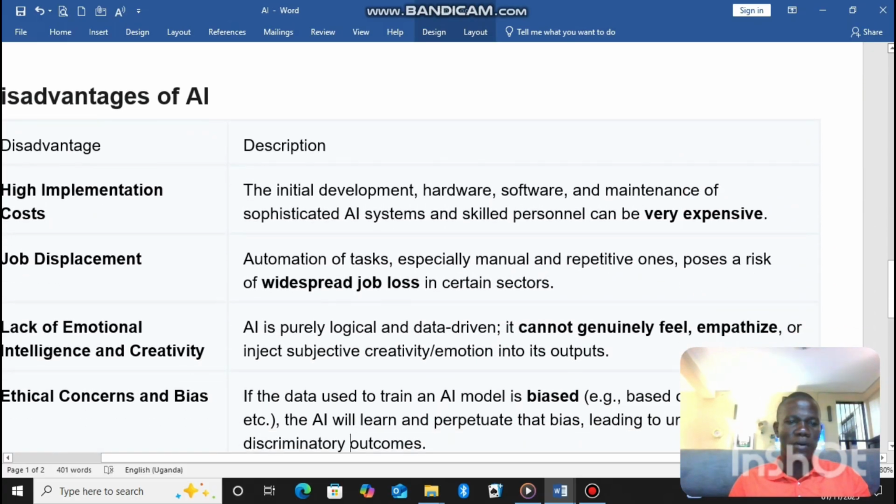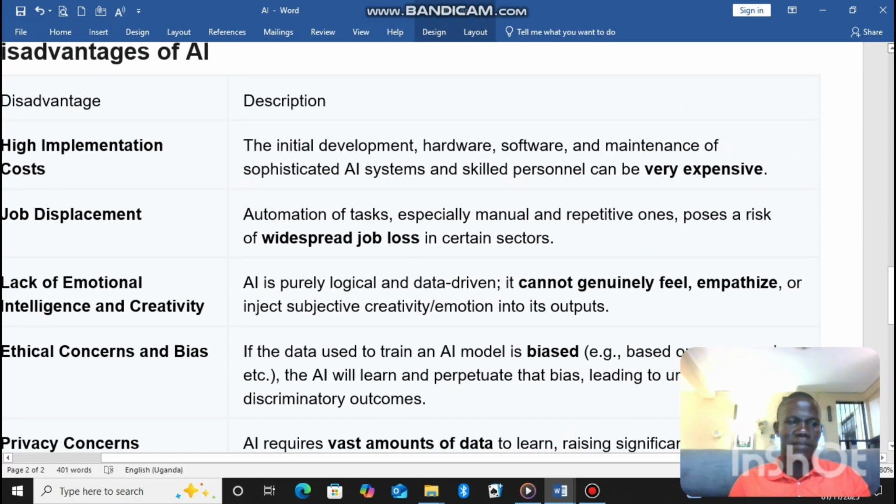It is also important that, much as artificial intelligence has its advantages, we cannot run away from the fact that we may also have some disadvantages. So what can be some of the few disadvantages according to the research that I've just made, looking at what I have in front of you? You can see the first one here.